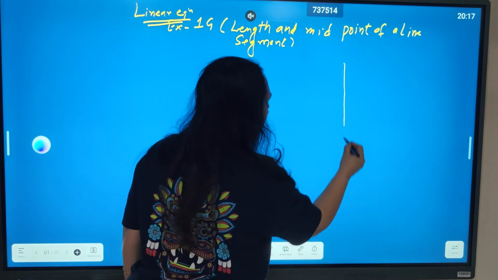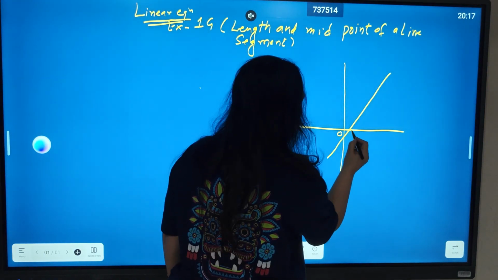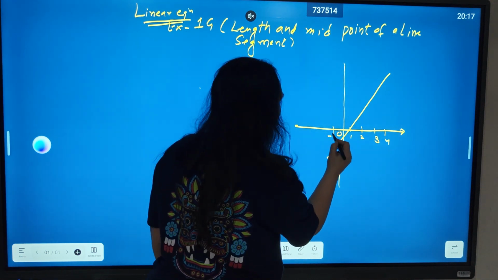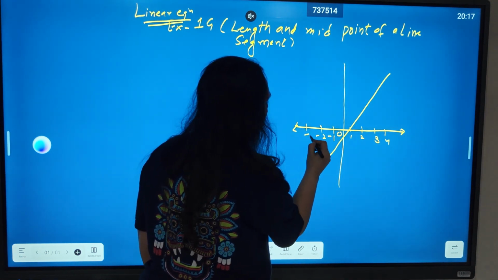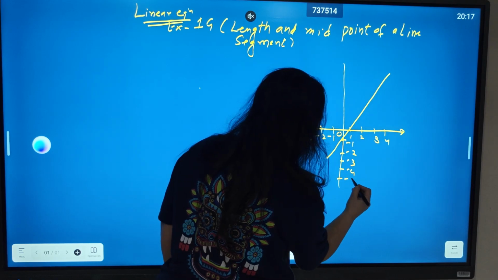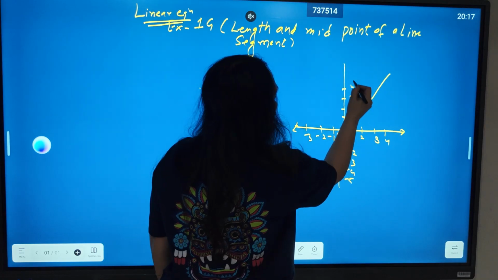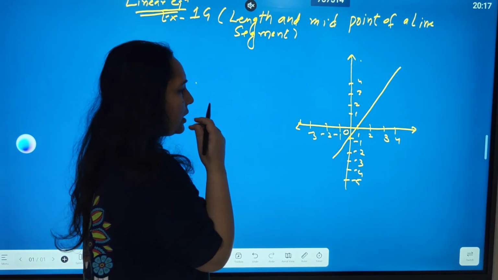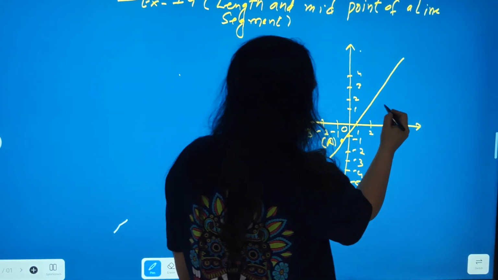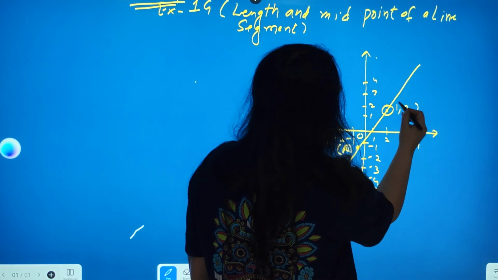Suppose we have a line segment AB over here on the Cartesian plane. It's 1, 2, 3, 4, and over here -1, -2, -3. This is -1, -2, -3, -4, -5. This is +1, +2, +3, +4, and so on. Suppose we have a point over here, let it be A, and here is some point, let it be this one, B.